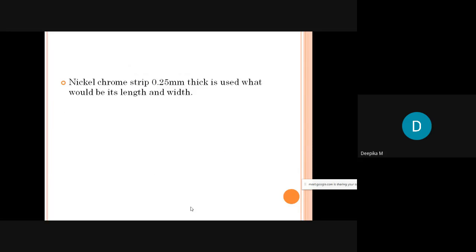So this completes the heating element design, and the procedure and steps will be the same for rectangular strips also. We have solved this problem with the given data, but we can solve this for a nickel chromium strip, 0.25 mm thick, also. In the same way we can calculate this.